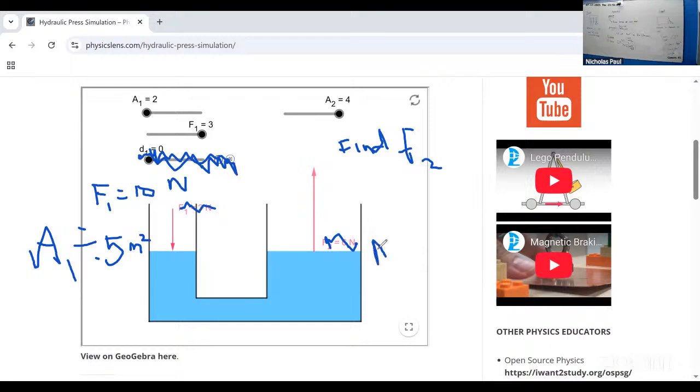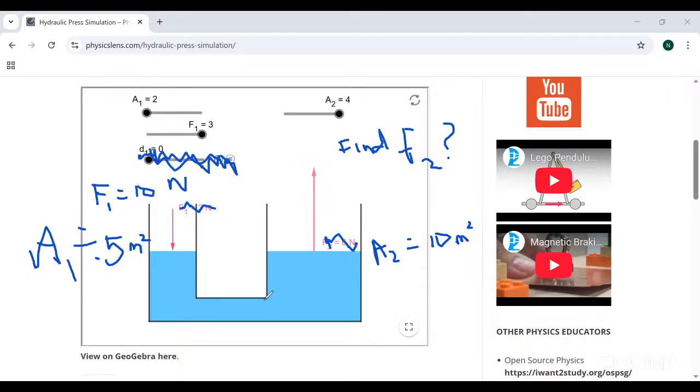And I've given you A2. A2 is a lot bigger. A2 is about 10 meters squared. I want you to do your small calculations and tell me what is F2. Work out F2. All you have to do is in the Zoom chat, just message the answer. Take your time. Do exactly what we just did, and see if you can figure out F2.